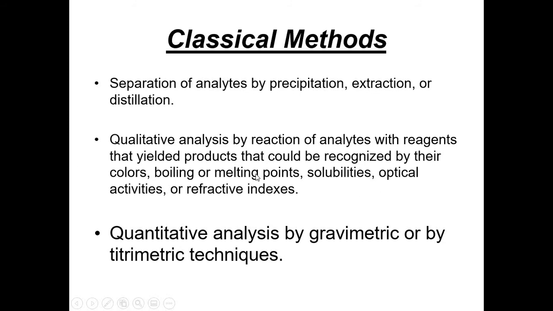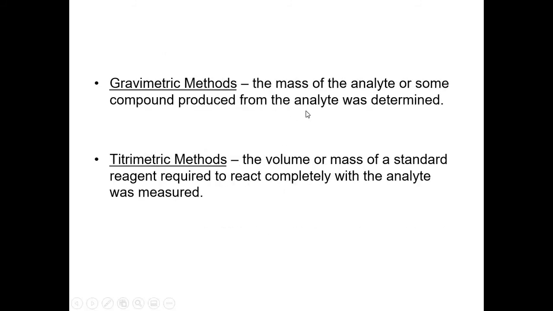or the melting point. Okay, so quantitative analysis could be done by gravimetric or titrimetric techniques. So these are the two classical methods of analysis, gravimetric and titrimetric. So for gravimetric methods, the mass of the analyte or some compound produced from the analyte was determined.